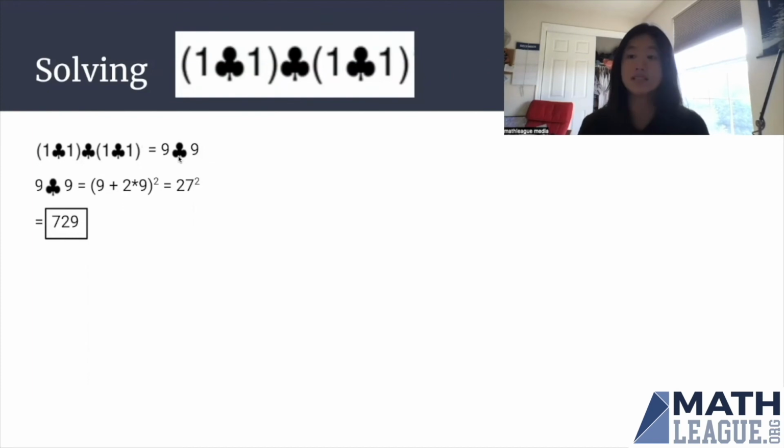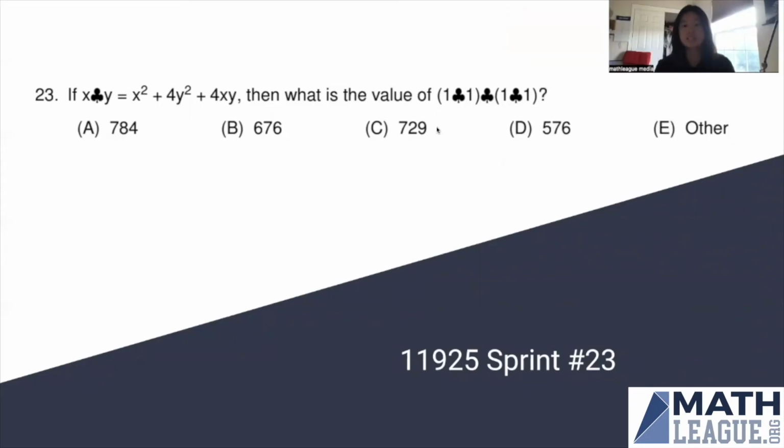And we do the exact same thing, plug it back into the equation of x club y. So x, which is 9, plus 2 times y, which is also 9, squared. And we get 27 squared. We could just multiply it out, and you get 729, and that's our answer. Going back to the answer choices, we see that C, 729, is the correct answer.